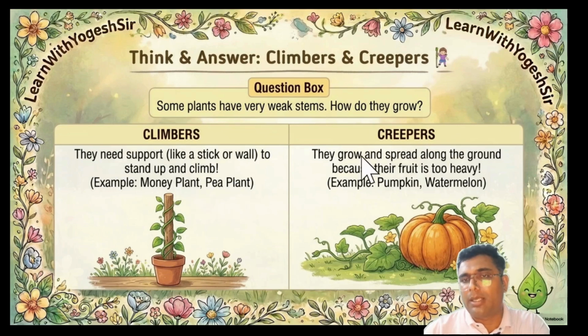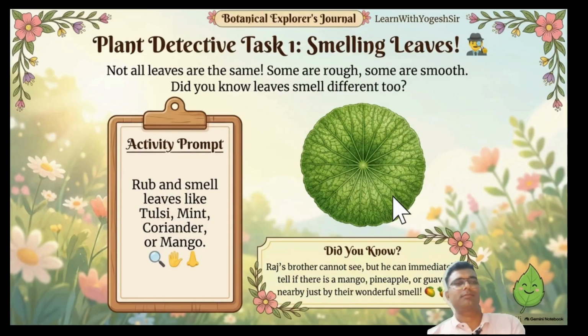pea plant. On the other hand, creepers grow and spread along the ground because their fruit is too heavy. Why do they grow along the ground? Why do they not climb on any other support? Because their fruits are too heavy to handle. Examples are pumpkin and watermelon.